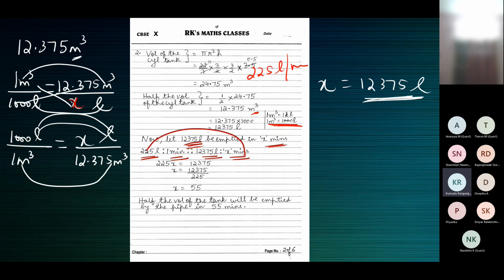Product of extremes is equal to product of means. You don't have to write any formula, volume by time and whatever. It's just this. Or you can write it as a proportion like this. 225 liters is emptied in 1 minute. 12375 liters is emptied in how many minutes? X minutes. Cross multiply and you'll get the answer. There is no compulsion that you have to write the formula to get the answer.